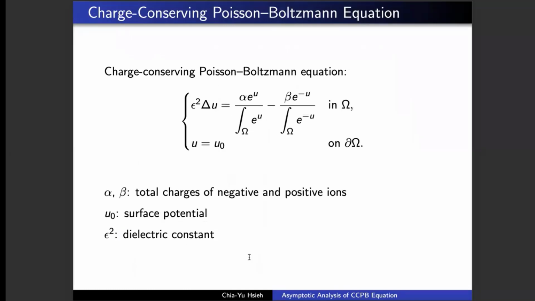Okay, so the previous derivation gives us this charge conserving Poisson-Boltzmann equation. As I mentioned earlier, alpha and beta are the total charge of negative and positive ions. And for the boundary condition, U0 is the surface potential. And here we write the dielectric constant as epsilon squared.